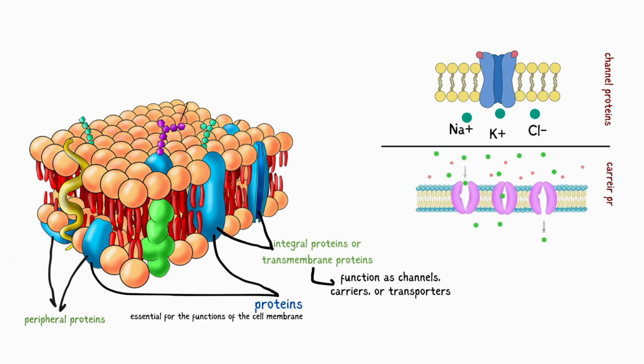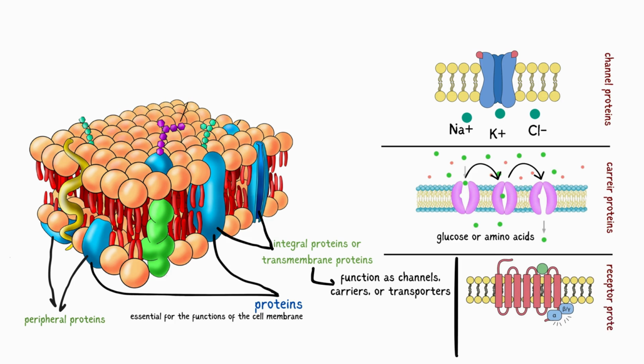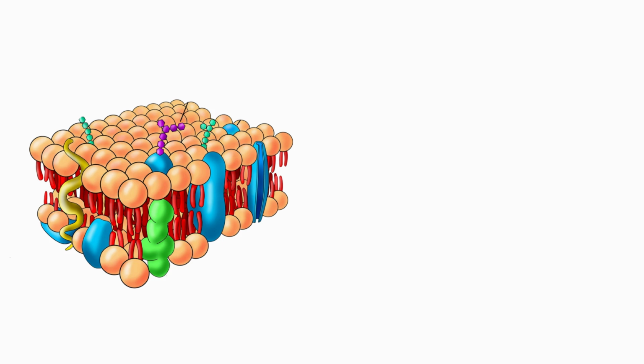Carrier proteins bind to specific molecules, like glucose or amino acids, and help them move across the membrane by facilitated diffusion or active transport. Receptor proteins serve as the receptor sites for hormones and neurotransmitters. Another important component of the cell membrane is cholesterol. Cholesterol molecules are present between phospholipids.